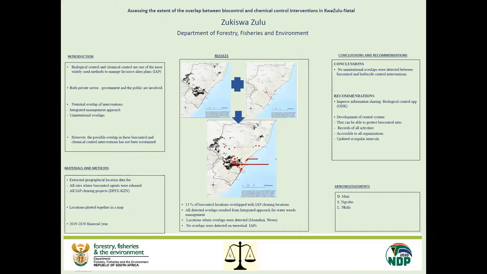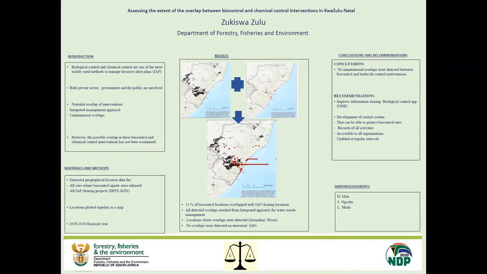For our methods, we extracted geographical locations data for sites where biocontrol agents were released and for sites where alien clearing projects are located from the Department of Forestry and Fisheries for financial year 2019-2020. We then plotted these geographical locations together in a map, and the resulting map showed both interventions in one map, where 13% of biocontrol locations were observed to overlap with alien clearing locations.